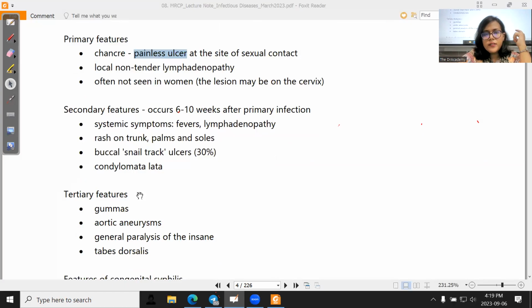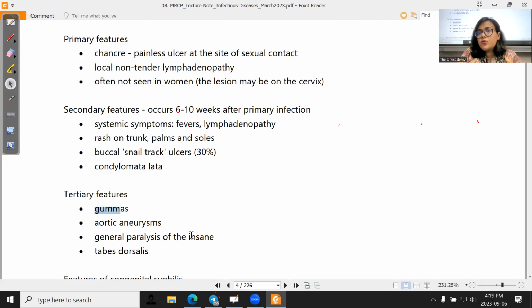And condylomata lata, yes. Tertiary feature, gumma, on the other hand, is a deep ulcerative necrotic ulcer-looking type of lesion, okay? So they look very similar to squamous cell cancer. They look very horrible, and gumma lesions usually cause permanent disfigurement. And in the tertiary features, there are some cardiovascular and some neurological complications.